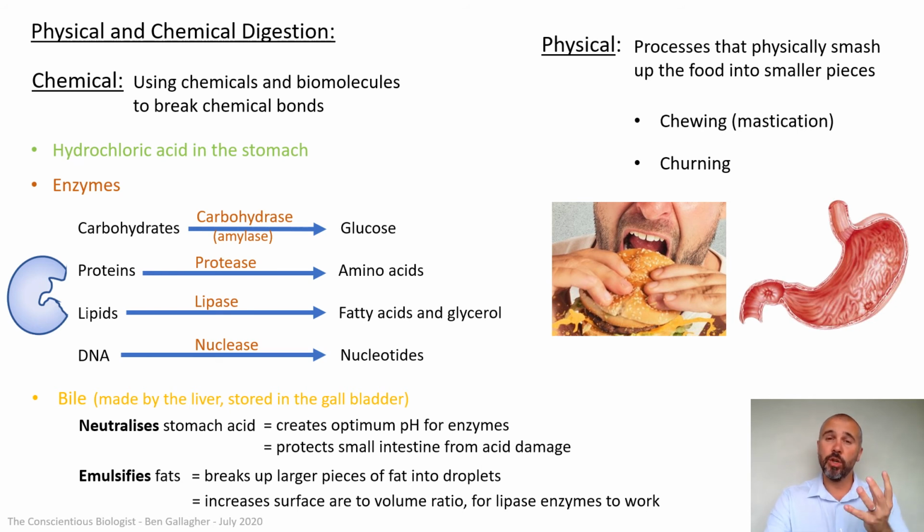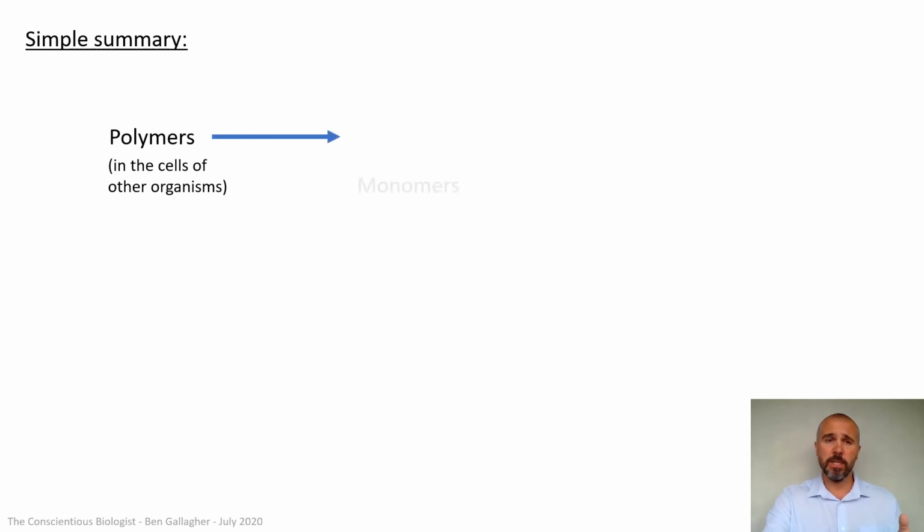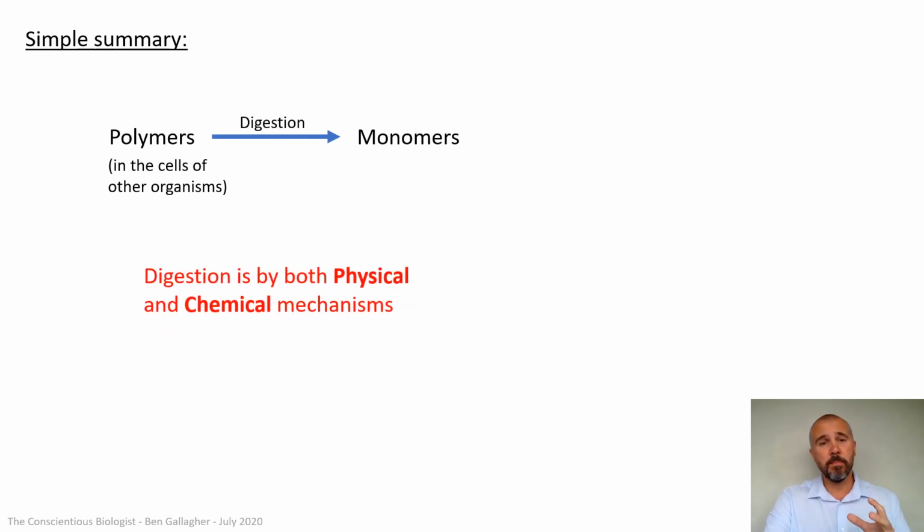So really important that you know all these examples of physical and chemical digestion. Really importantly, that you know all the examples of the enzymes and you know what bile does, because that comes up a lot in the exams. So let's do a quick and simple summary of this presentation. There's not huge amounts of information here. So first off, let's bring back the start diagram. Digestion is just polymers from the cells of other organisms being broken down into monomers. That's what digestion is.